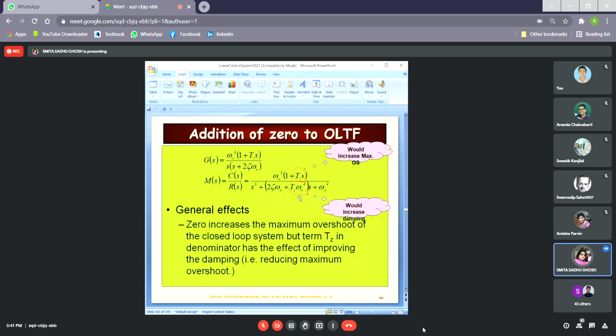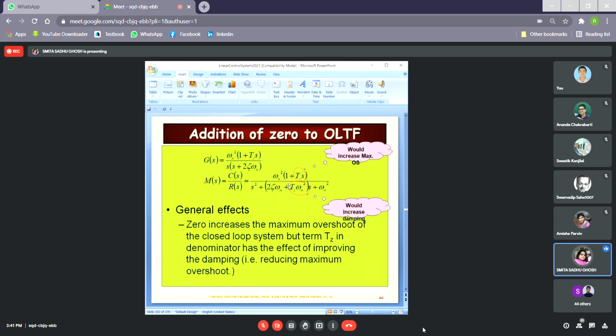Here an additional term in the form of tz omega n square s has been added, and because it is a first order term, naturally it gives an added damping. It is actually going to increase the damping for the system, right? So increase in the damping means what? If there was a maximum overshoot, increase in the damping would decrease the maximum overshoot, isn't it? So the system response would become more damped because of the increase in the damping.